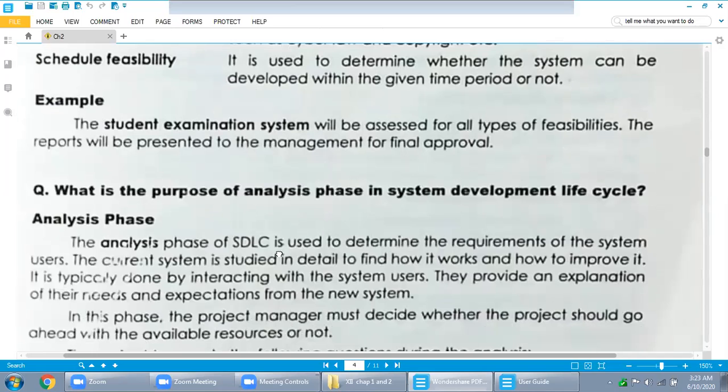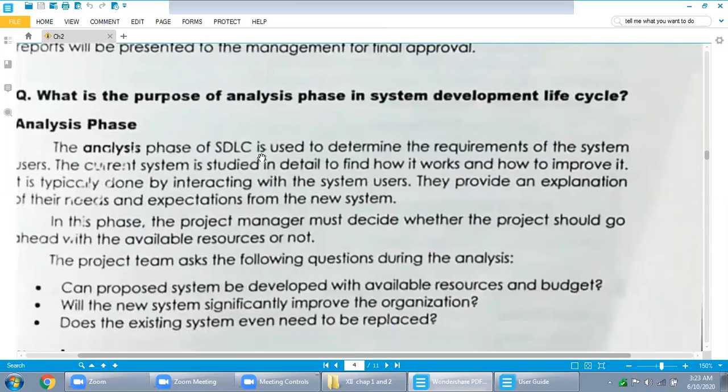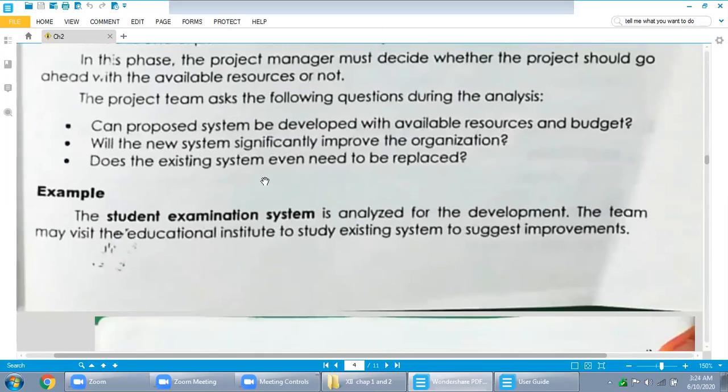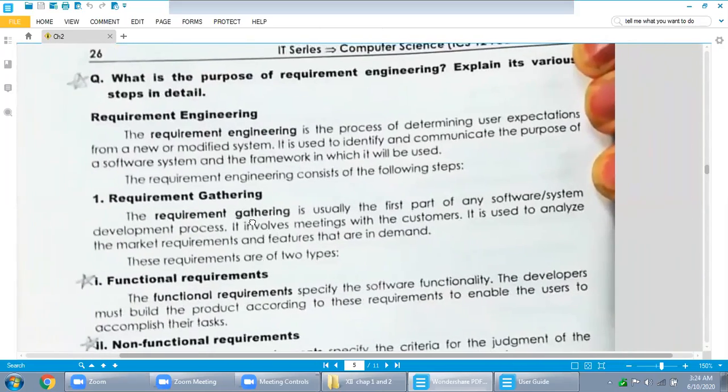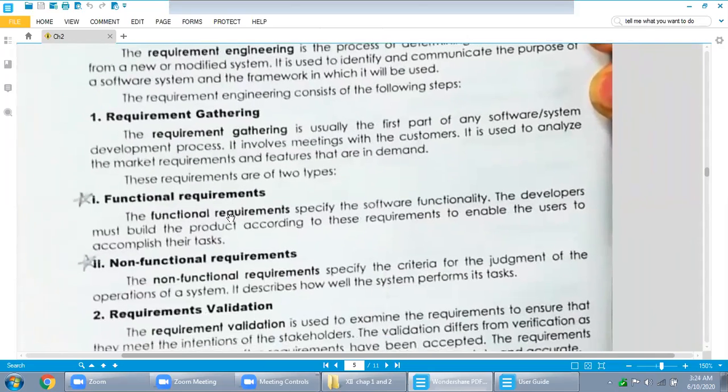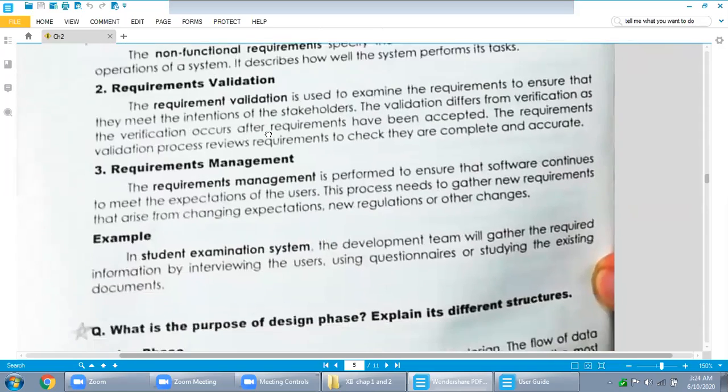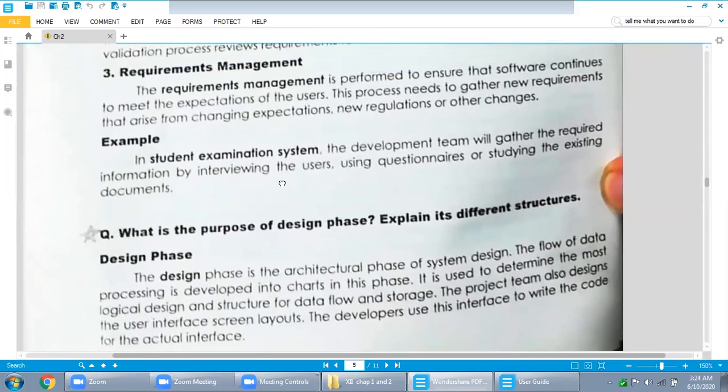With the example, what is the purpose of the analysis phase? The last topic which we have discussed was the analysis phase: its definition and example. After this, what is the purpose of requirement engineering? We have discussed requirement engineering and its different types in very detail. The last topic where we stopped our lecture was what is the purpose of the design phase. Explain its different structures.